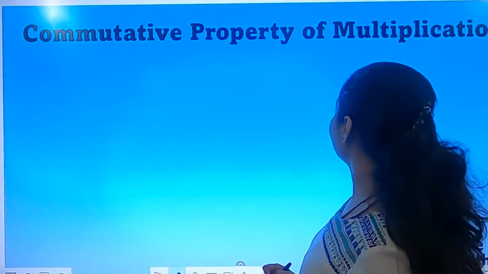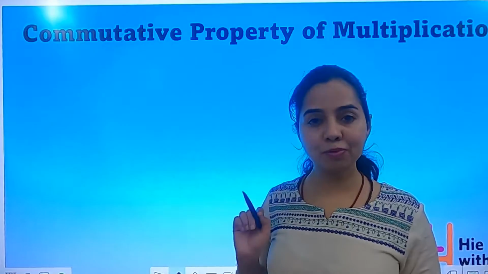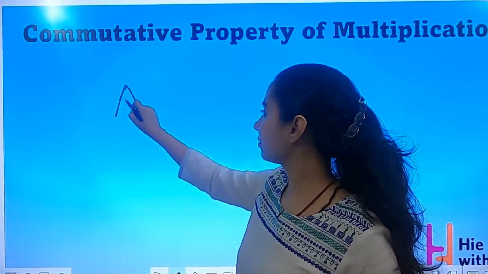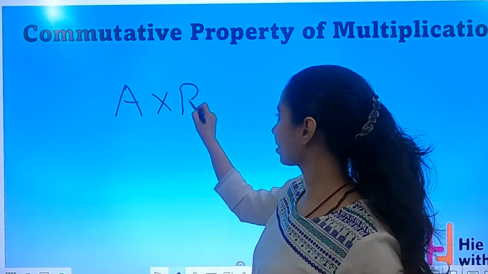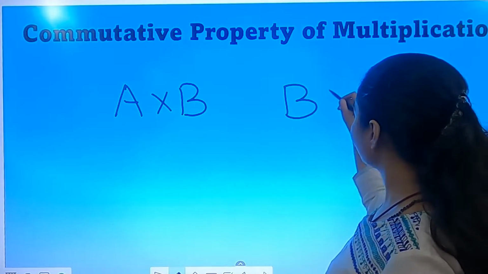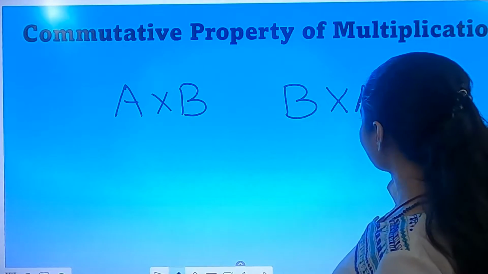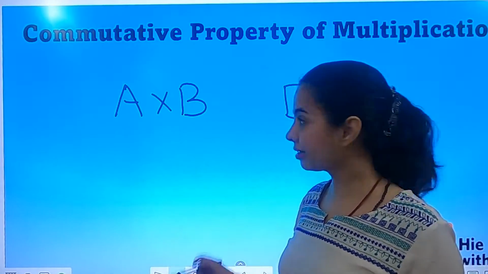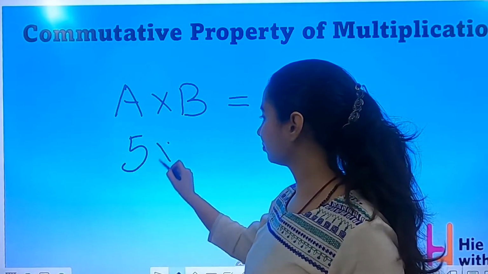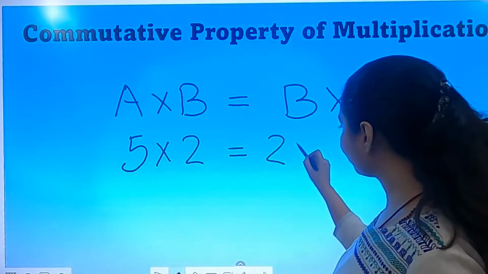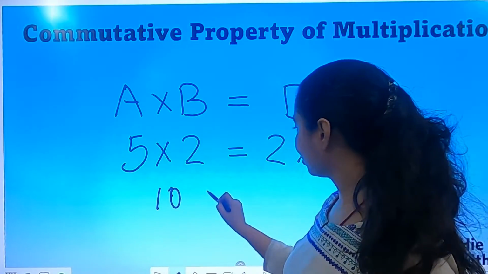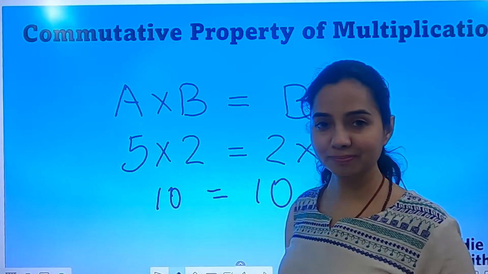This was fairly simple. So let's do the commutative property of multiplication. It also says the same thing. If we are multiplying A into B, the product will be the same when we multiply B into A. By changing the order, the answer will not change at all. 5 into 2 will be equal to 2 into 5. Do you think it will change? 5 twos are 10, 2 fives are also 10. Simple.